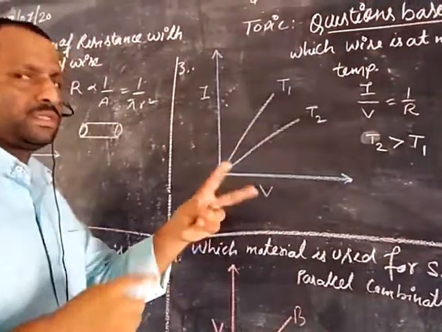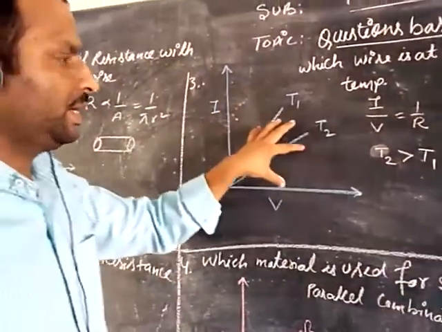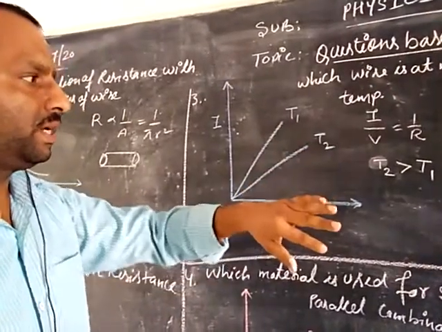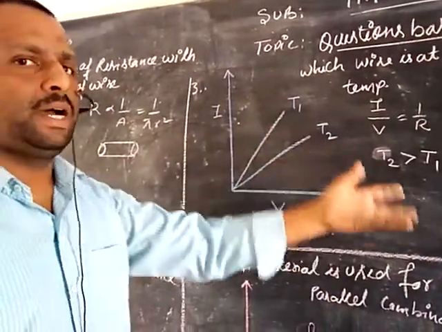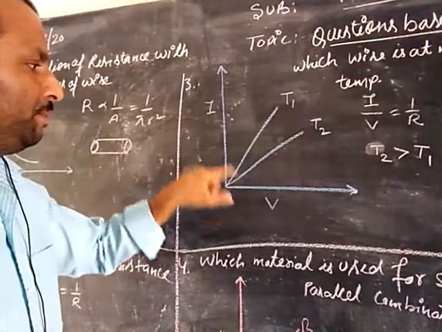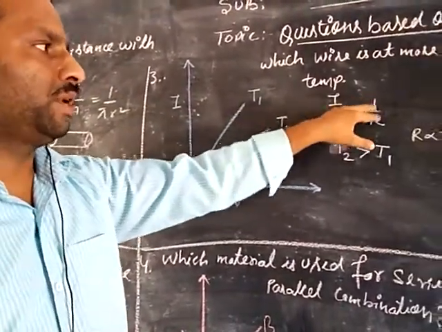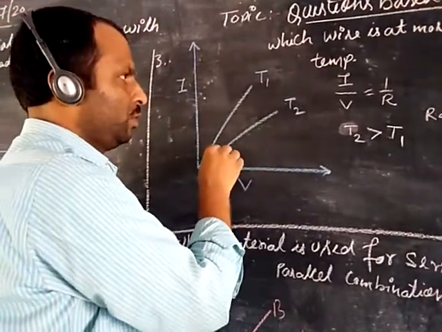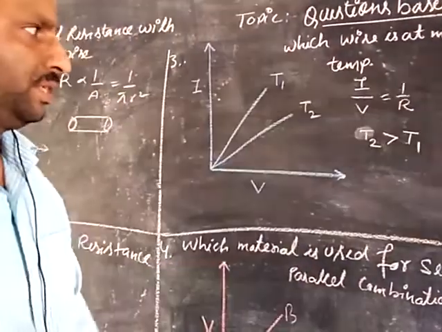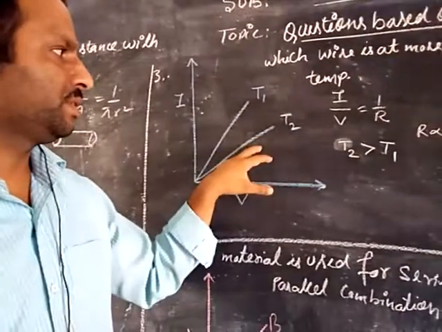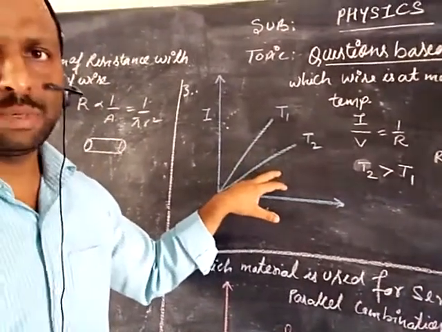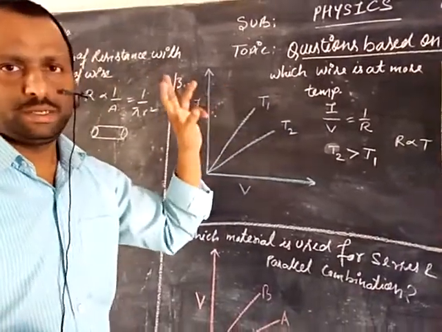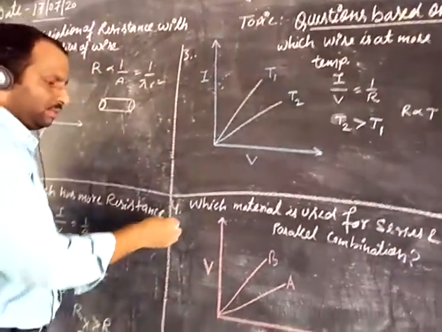So here two questions can be framed. Which wire has more resistance or which wire has less resistance? And the second question is which wire is at the higher temperature? So remember I upon V represents 1 upon R. The wire which has the lower slope will have more resistance. So this has more resistance. Resistance is directly proportional to temperature, so the temperature of this wire is more than T1.